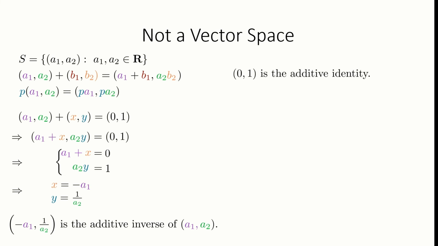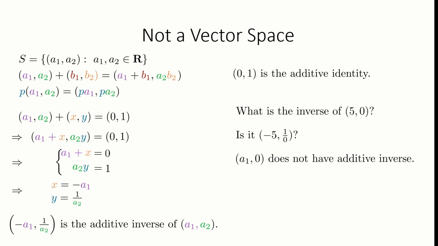But hold on. Does additive inverse exist for every element? What is the additive inverse of the ordered pair (5, 0)? Is it the ordered pair (minus 5, 1 by 0)? But 1 by 0 is undefined. We cannot divide any number by 0. So all the ordered pairs with the second entry equal to 0 have no additive inverses in the set S. Therefore, the set S with the given addition and multiplication operations is not a vector space because every element does not have an additive inverse in the set.